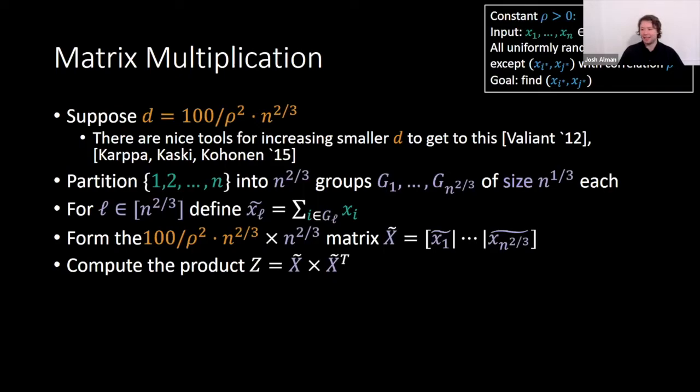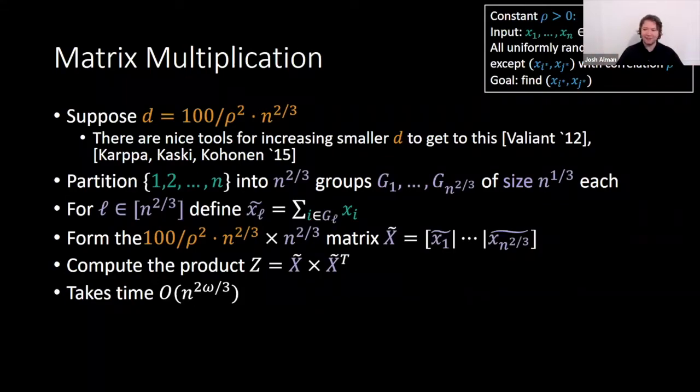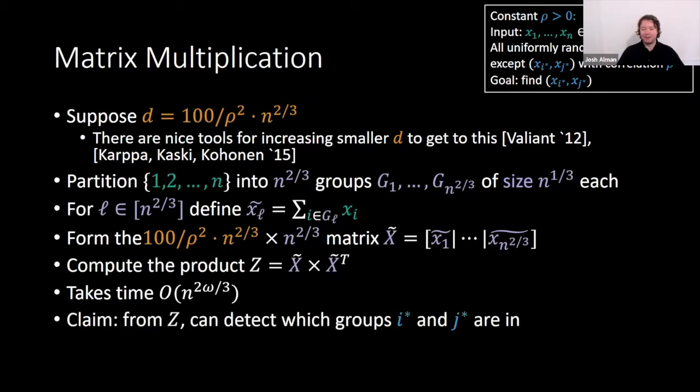Okay, and now because we're multiplying two n^(2/3) by n^(2/3) matrices, the running time is n^(2/3 omega). So this is how you can really hope for a subquadratic time algorithm, because we're making these smaller matrices that we're multiplying. But the big claim that I haven't shown you yet is that from this new matrix Z, you can still detect which groups the correlated pair are in.